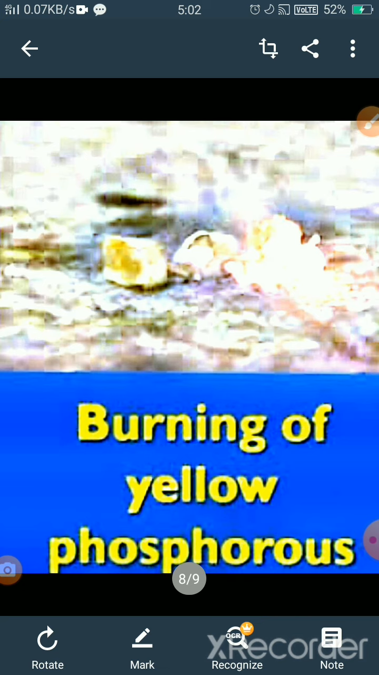Spontaneous combustion means the combustion takes place without any external source of ignition. In rapid combustion, we use a matchstick to ignite or burn the gas, but here there is no need of any external source for ignition, meaning they catch fire on their own, spontaneously. Such type of combustion is called spontaneous combustion.